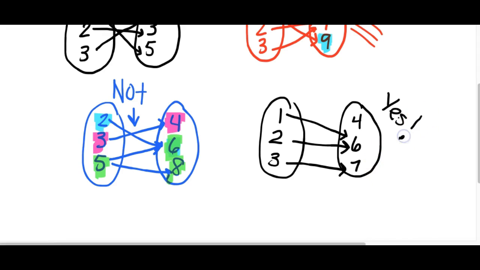Okay, and we are going to continue with this a whole lot more, and look at it from the algebraic side as we continue. But for right now, this is what you need to know in regards to what is a function.